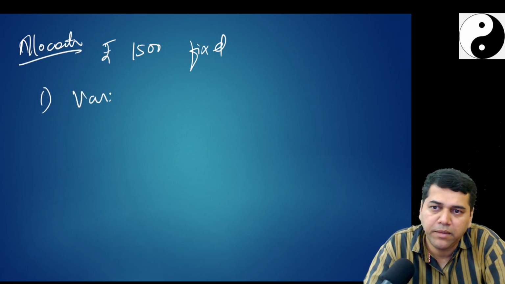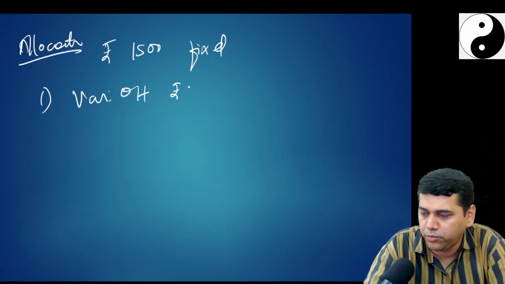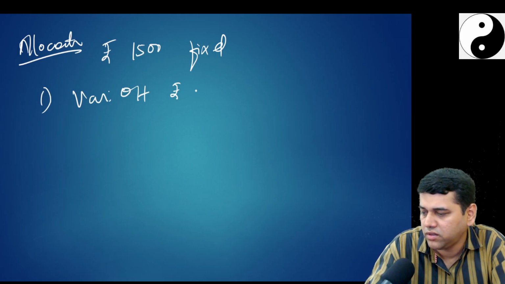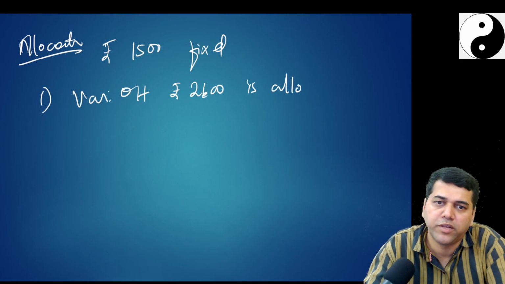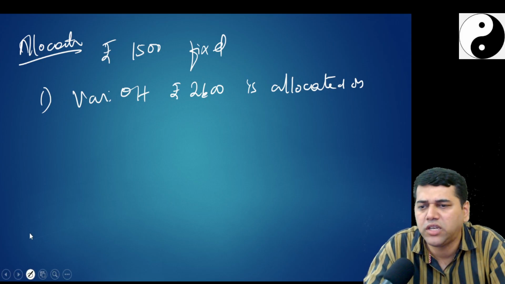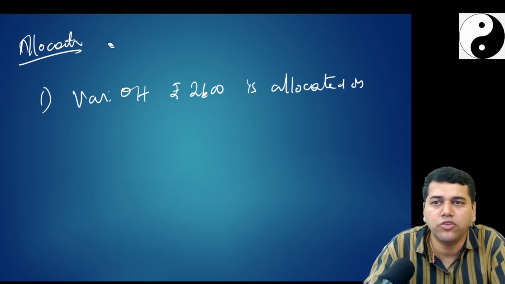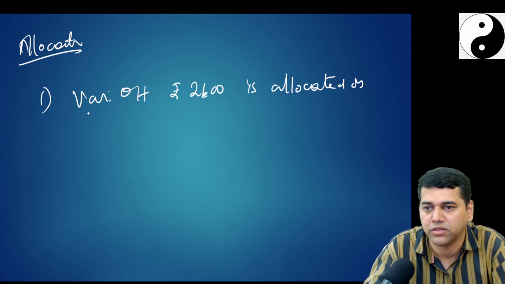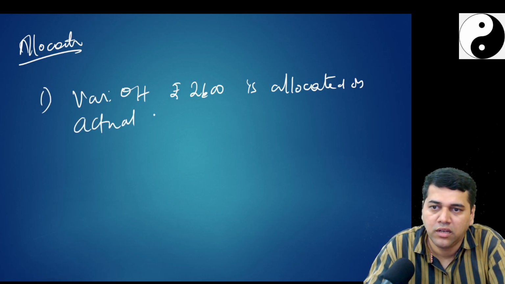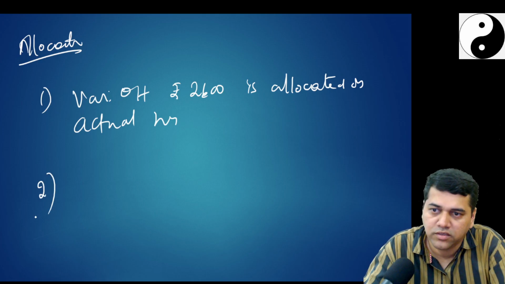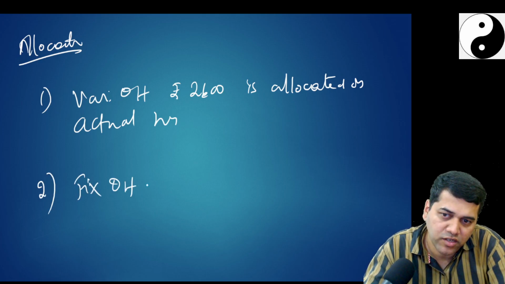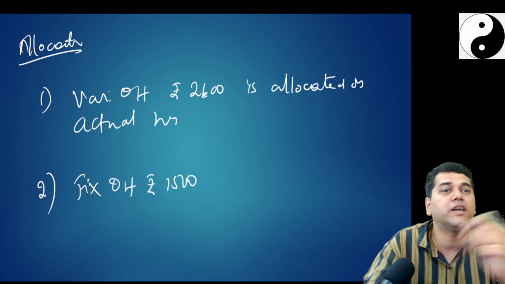1. Variable overhead of rupees 2600 is allocated based on what? Actual labor hours. There is no dispute there. There is no confusion. Actual hours, labor hours. Now my only doubt is fixed overhead of rupees 1500. How should I allocate?